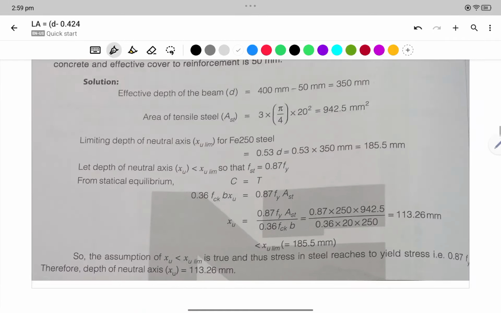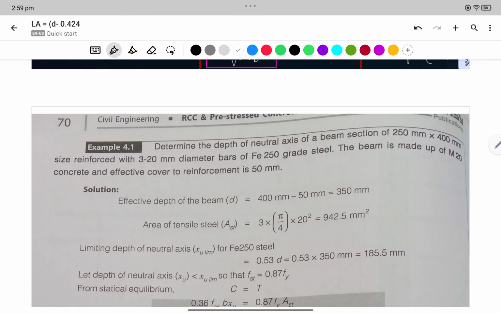Okay, so we will now just start the numericals. See, first we will read out the numerical given. Determine the depth of the neutral axis. So what is the neutral axis? Neutral axis is xu of a beam section given as 250 into 400. Okay, so small b is 250 and capital D is 400.